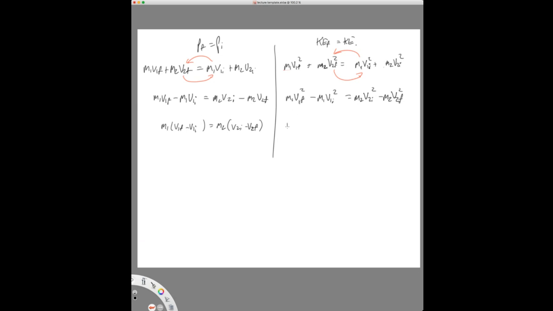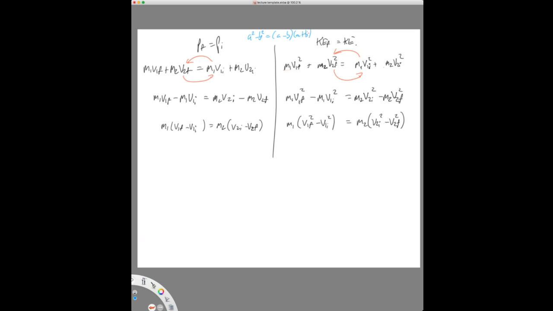And over on the right, we do the same thing. We factor out the M1 and the M2. Now we look at them again, and they still look very similar. Again, the difference is the squares. But the fact that we have differences of squares, in math class, you may recall, if you have a squared minus b squared, you can factor that into a minus b times a plus b.